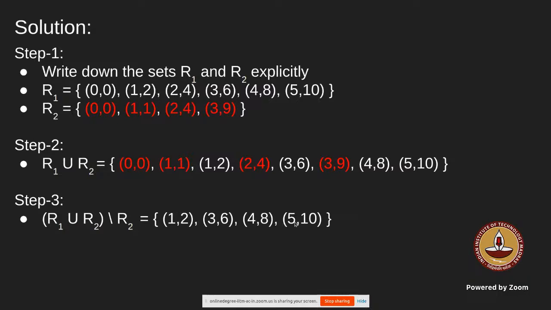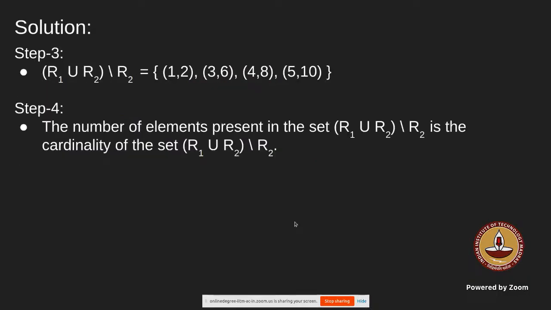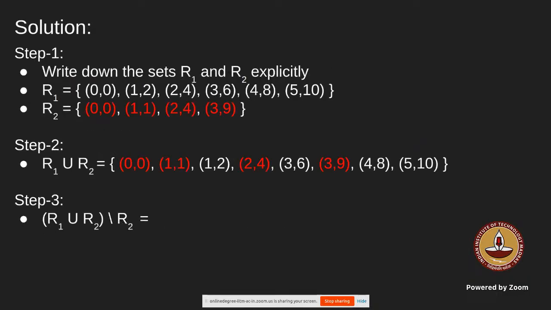Is it clear? Sir, can you explain R2? R2 is basically y equal to x squared. So the second element should be the square of the first one. 0 squared is 0, 1 squared is 1, 2 squared is 4, 3 squared is 9. Now if I take 4, then 4 squared is 16, but it should be less than or equal to 10. So we cannot take that.